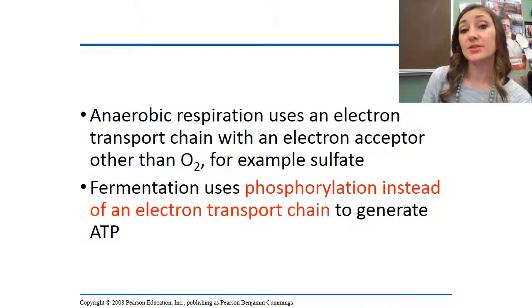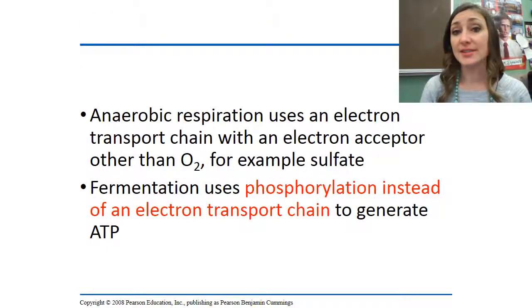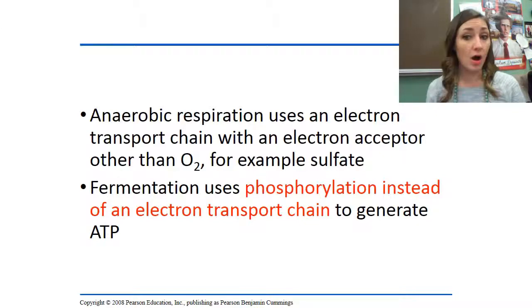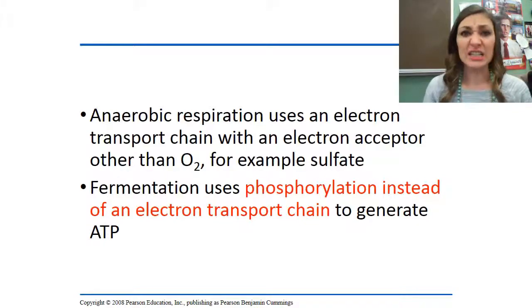Anaerobic respiration does use an electron transport chain just like aerobic respiration, but the final electron acceptor, instead of being oxygen with hydrogen ions to form water, could be something different like sulfate. Fermentation uses substrate-level phosphorylation instead of an electron transport chain to generate ATP.